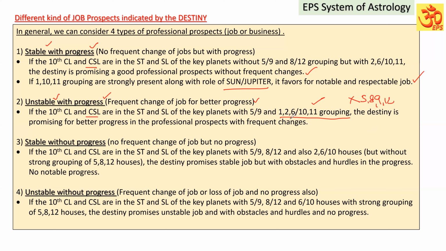The third one is stable: the job will be stable, but without progress. Mostly you can see this in people in some companies or in government sectors. There will not be any instability in the job and no change of job, but there will not be any progress either. Some people in a particular private sector will also work for a long time as a manager or supervisor.